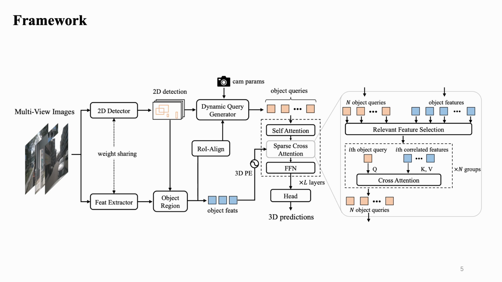Compared to Vanilla Transformer Decoder, the decoder in MV2D employs sparse cross-attention where each object query only interacts with its relevant features. Lastly, a prediction head is applied to the updated object queries to generate 3D detection results.